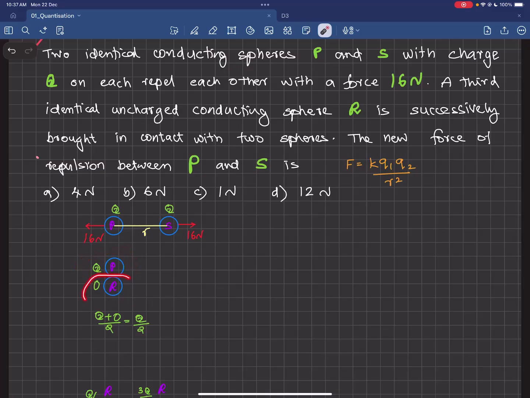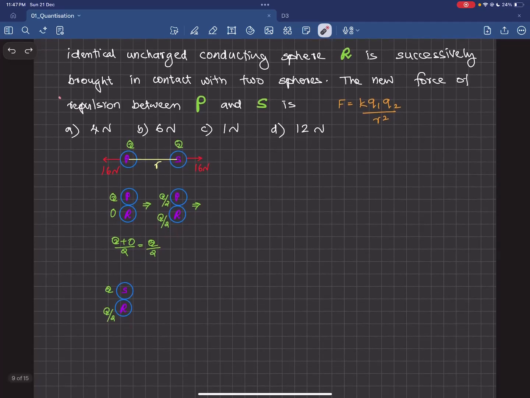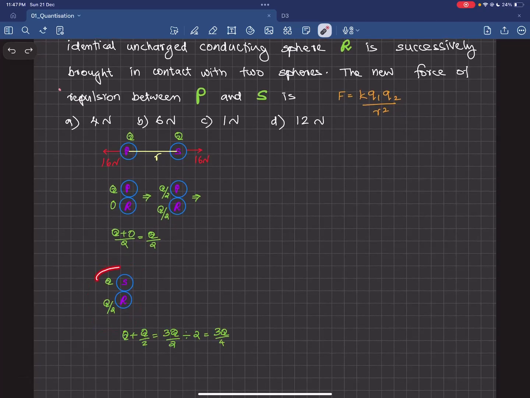R has no charge. Once kept in contact with each other, the total charge they share, so each one will have a total charge of Q by 2. Then we move R and keep it in contact with S. Q of S and Q by 2 of R added together will give you 3Q over 2, and then they share among the two. Each will have a total charge of 3Q over 4.